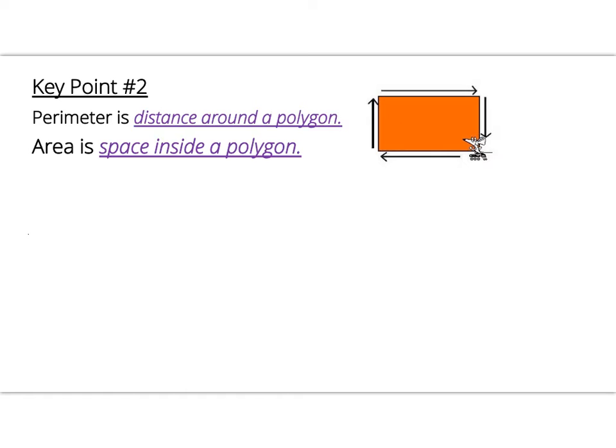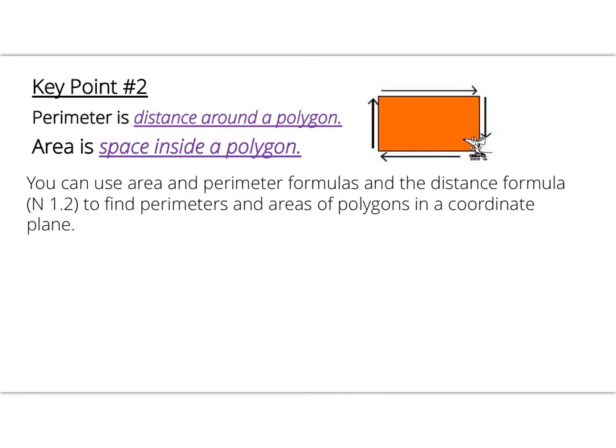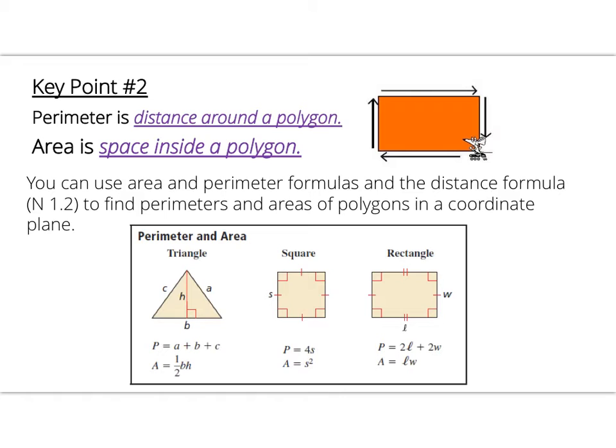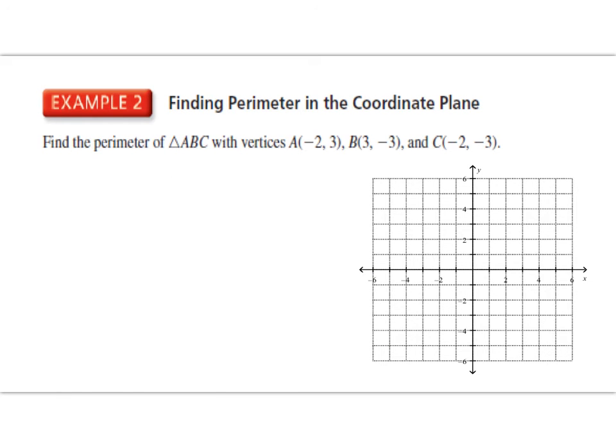You can use area and perimeter formulas and the distance formula, which we learned about in notes 1.2, to find perimeters and areas of polygons in a coordinate plane. So anytime you're in a coordinate plane, you can always use the distance formula, in other words the Pythagorean theorem, to figure out diagonal lengths. And then you've got these formulas for area of squares and rectangles to actually figure out perimeter and area. So let's take a look at this example.